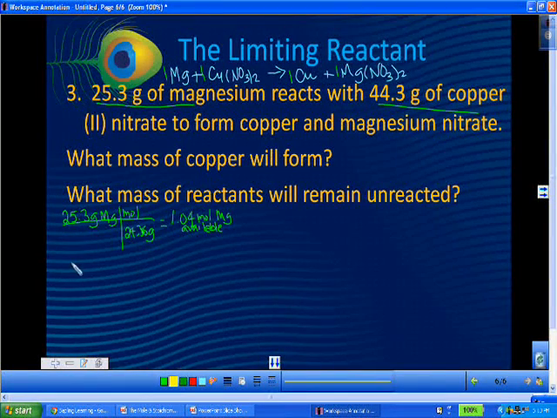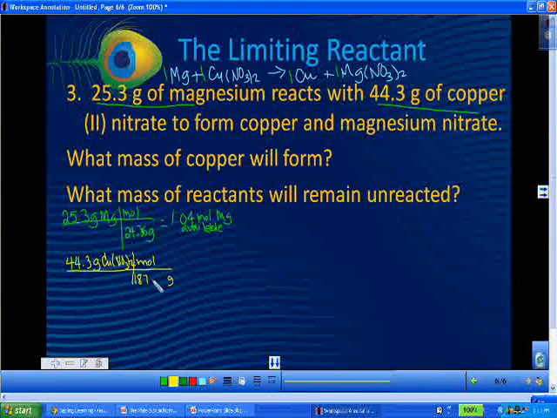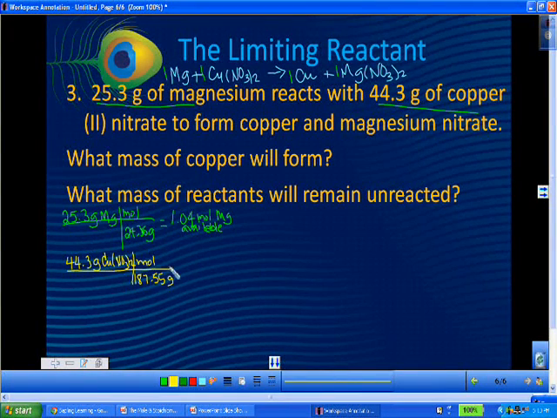Now let's take a look at the copper(II) nitrate. We have 44.3 grams of copper(II) nitrate. Use the molar mass to find the number of moles. For the sake of time, I've calculated it, and it is 187.55 grams. So we have 0.236 moles of copper(II) nitrate available.